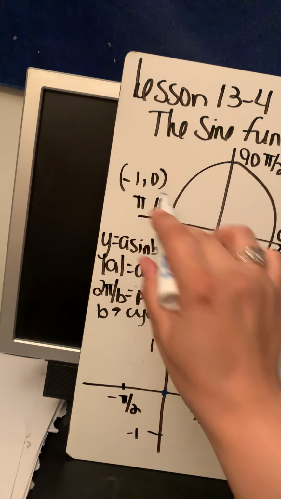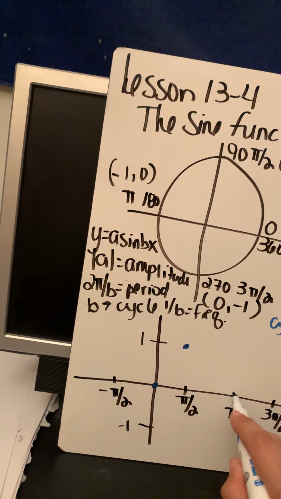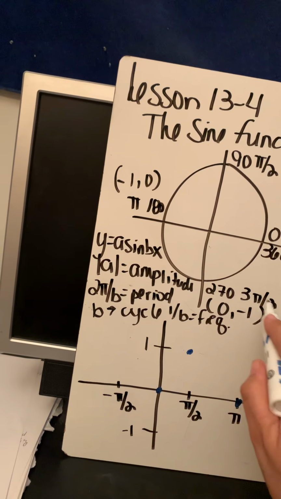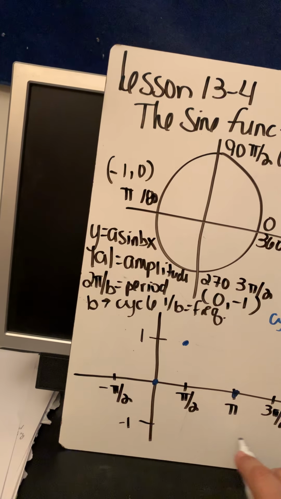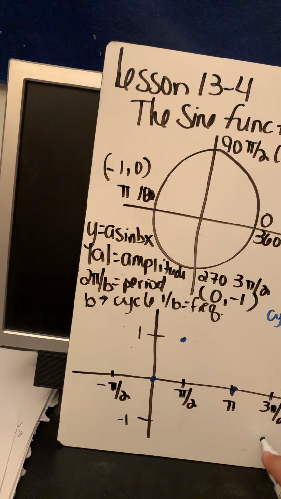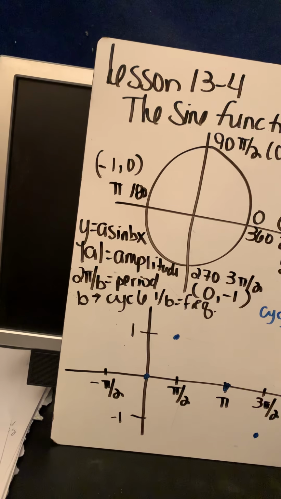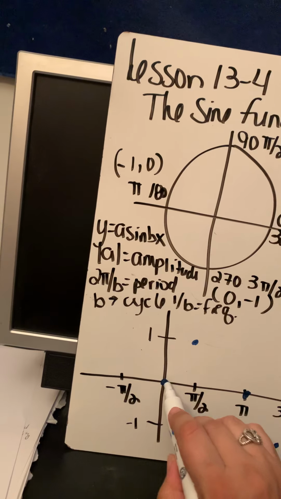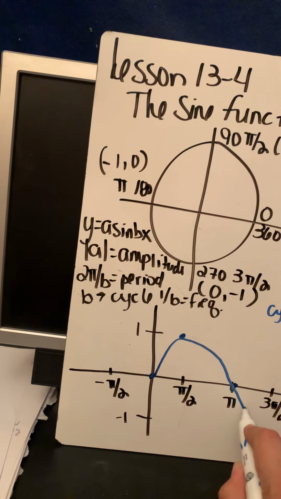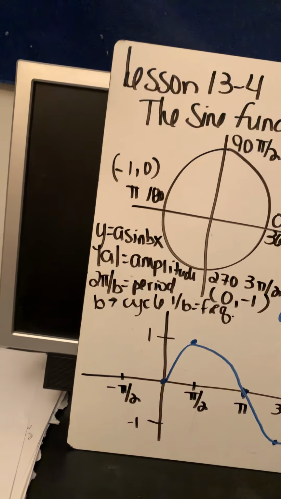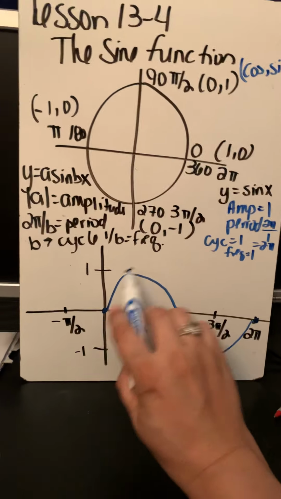At 180, we're at 0. So at pi, we're at 0. 3 pi halves, we're down here to the negative amplitude. To 2 pi, we're back to 0. So here comes my sine function. Okay, so there's the sine function. It's this nice little wave right here.